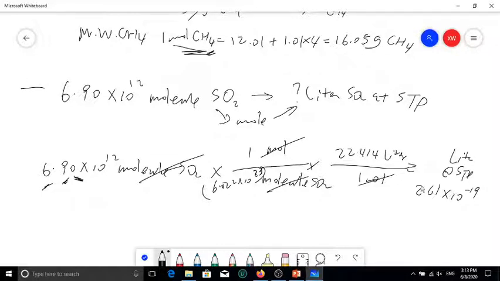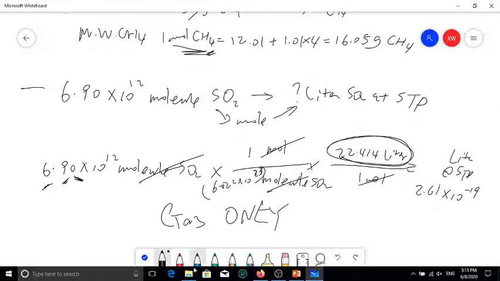So you can see, essentially, this is very similar to all the mole calculations we've done before, except we're using a new number we've never learned before, 22.414. Again, I can't overemphasize this: gas only for this number. Gas only to use this number. All right.